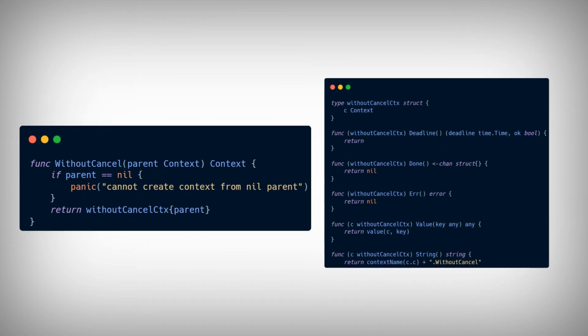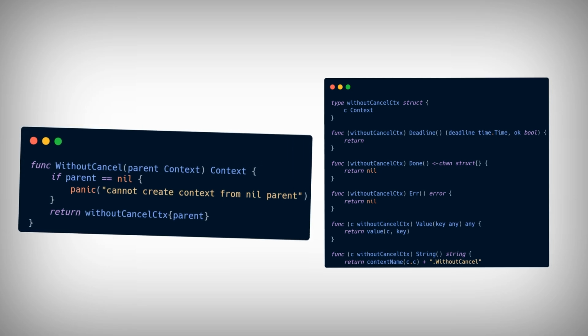WithoutCancel context contains the standard context interface definition. It returns a copy of the parent context that will not be cancelled when the parent context is cancelled. In the same function we create our instance. Here are some usage examples.